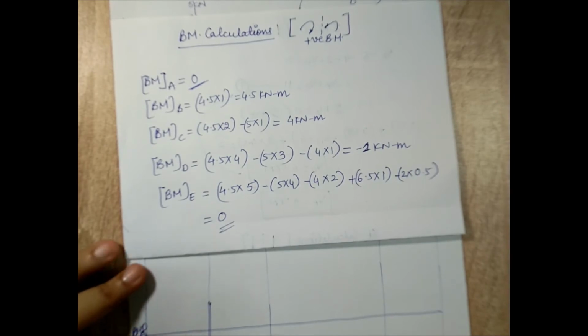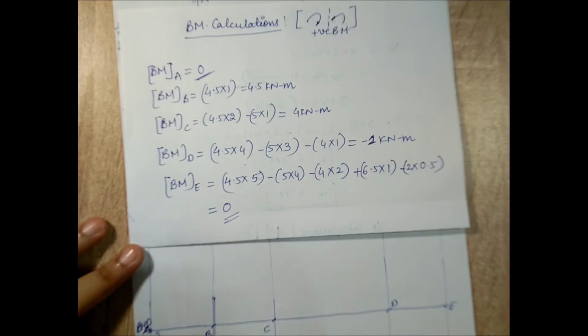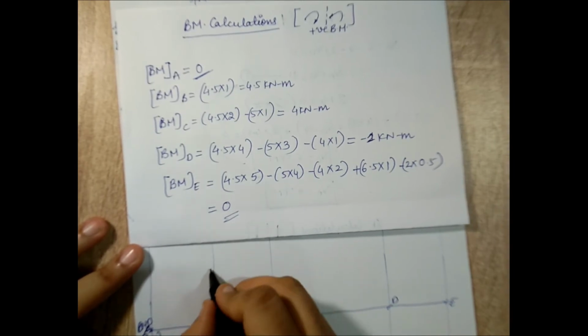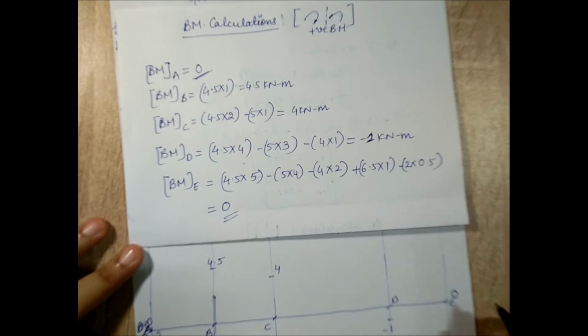This is my point A, this is point B, C, D and E. At point A, the value is 0, so you can just write down here 0. At point B, the value is 4.5. At C, the value is 4. At D, the value is minus 1. And at E, the value is 0.